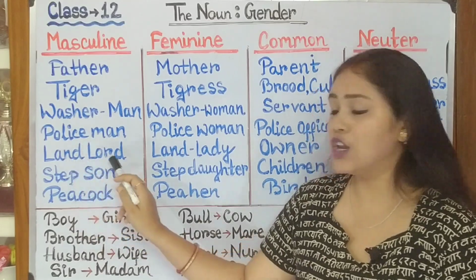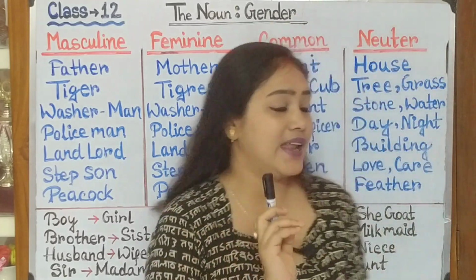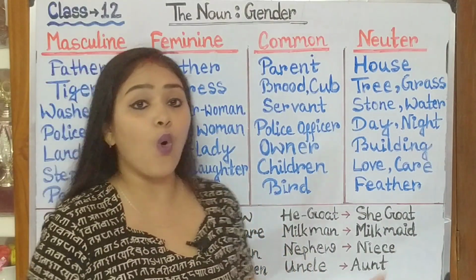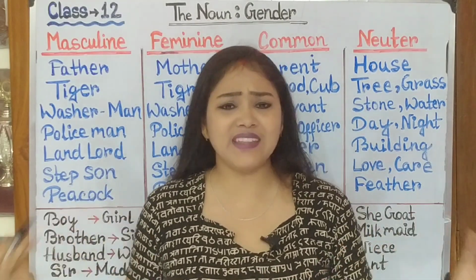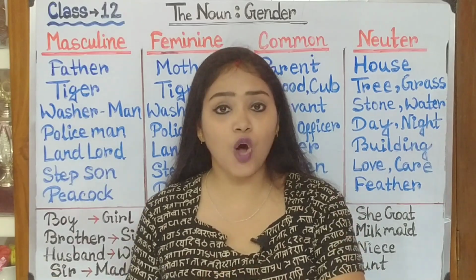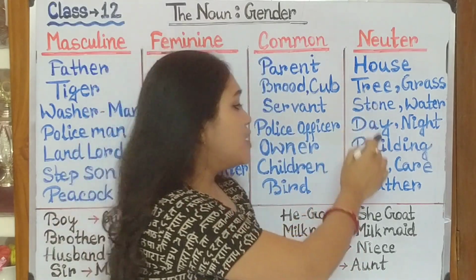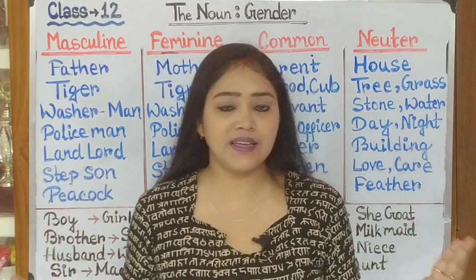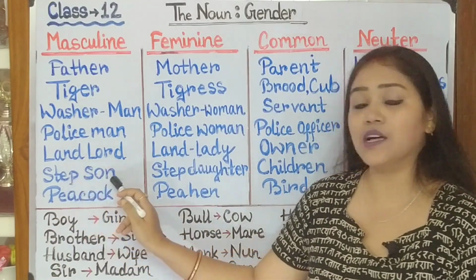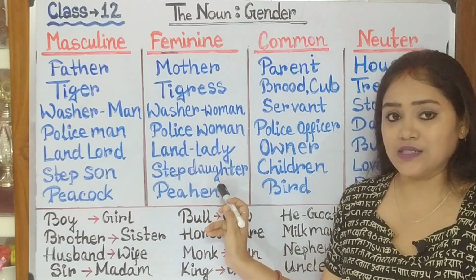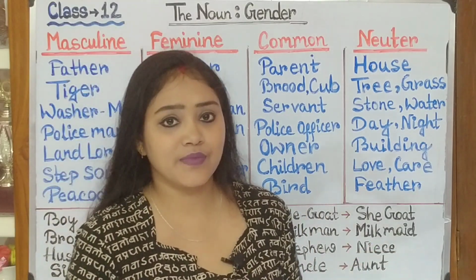Next comes landlord. In feminine it will become landlady. And in common gender we can say owner. Owner of a house, owner of a garden, owner of anything. It may be landlord or landlady, but they are the owner, right? In neuter gender, I can say building. So building is an inanimate object, so this is of neuter gender. Next comes stepson, stepdaughter in feminine gender, and in common gender, children, right?